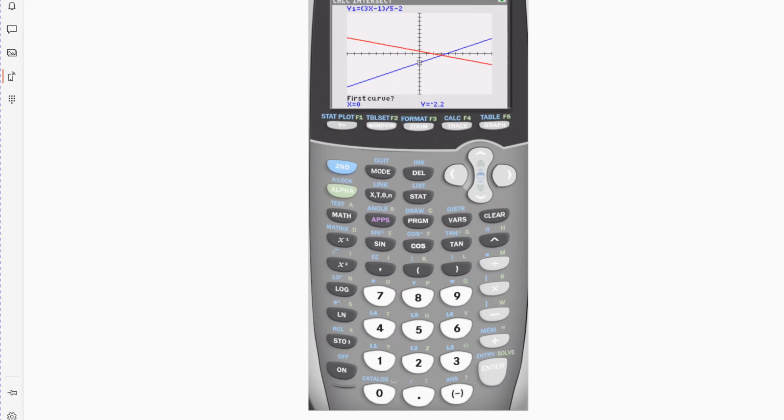I'm on the first curve, which is the blue curve, and I have to move my cursor over as close as I can to that spot. Alright, hit enter. Now, you'll see it's highlighted red, so I'm on the red curve. Hit enter. And then it asks you to guess. You only need to guess if it feels like you need to move it a little bit to get closer. Looks pretty close to me, so I'm just going to go ahead and hit enter.